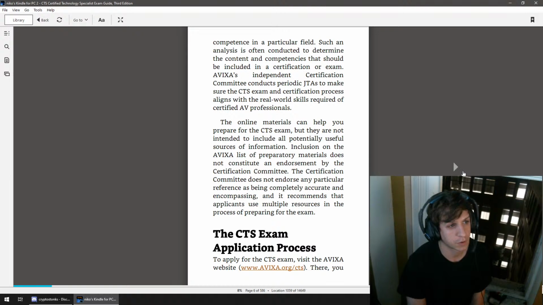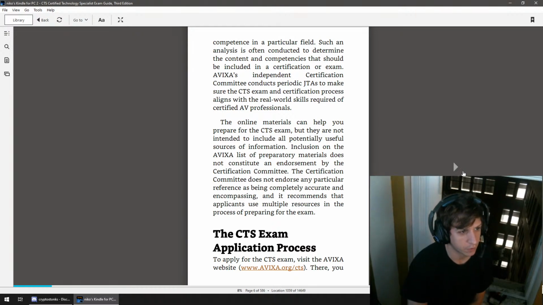The online materials can help you prepare for the CTS exam, but they are not intended to include all potentially useful sources of information. Inclusion on the AVIXA list of preparatory materials does not constitute an endorsement by the Certification Committee. The Certification Committee does not endorse any particular reference as being completely accurate and encompassing, and it recommends that applicants use multiple resources in the process of preparing for the exam.